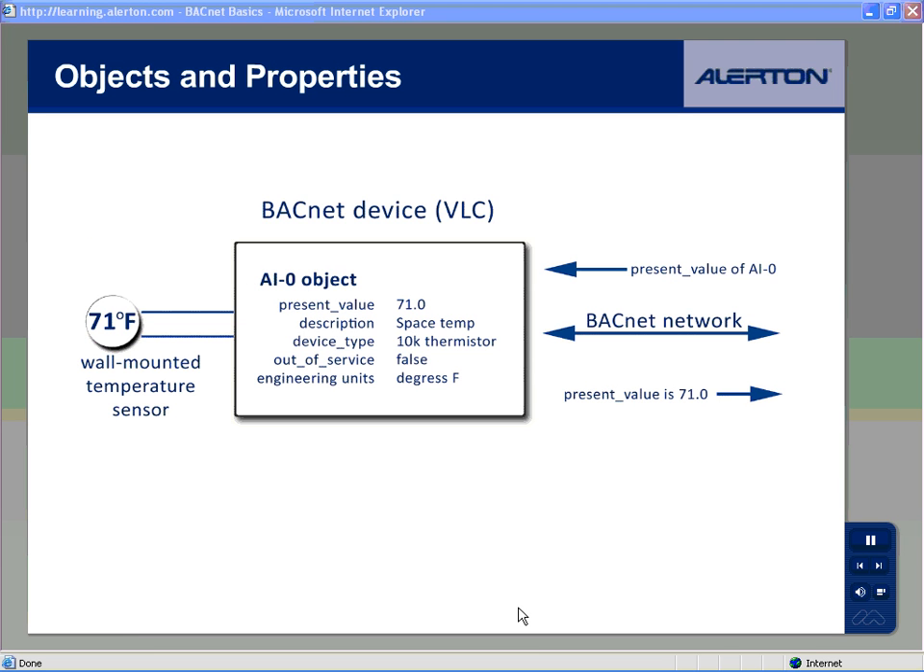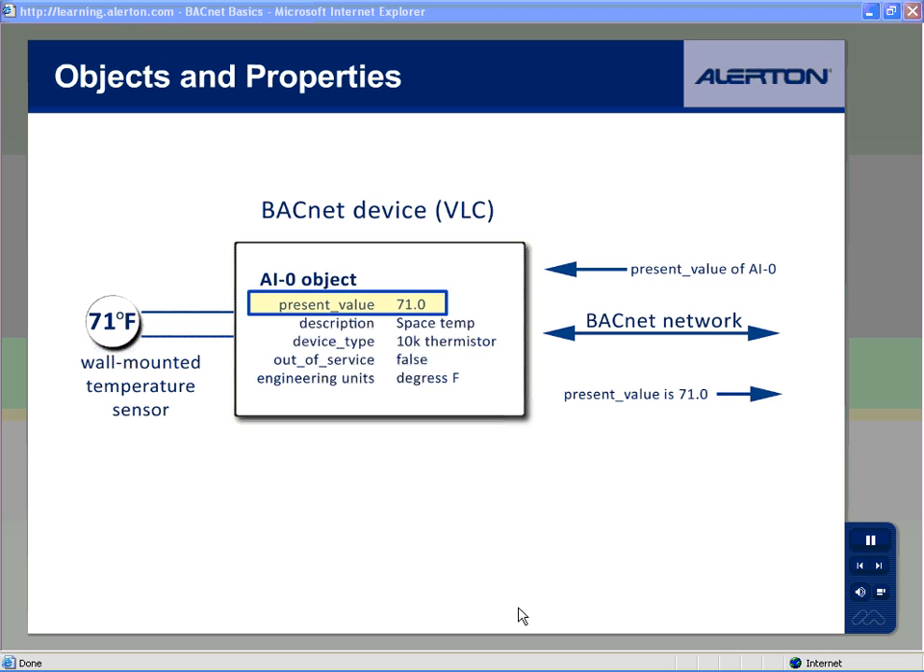Here's an illustration of the interaction of objects and properties with the BACnet network. On the left is a wall-mounted temperature sensor, which functions at the sensor actuator level. The center rectangle represents the Allerton VLC with the sensor physically wired to the analog input AI0. The number 0 is called the instance.